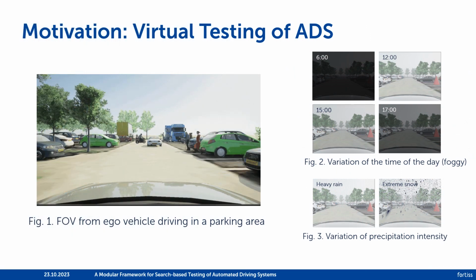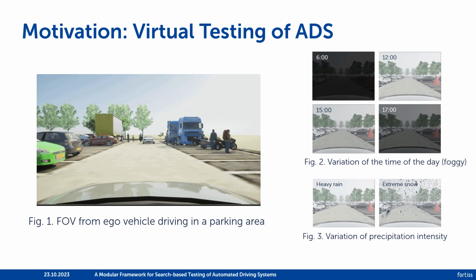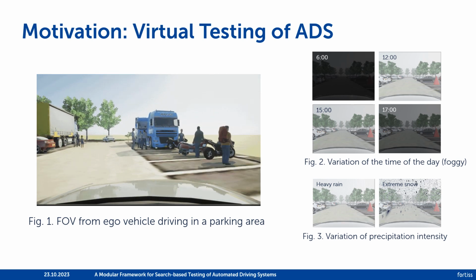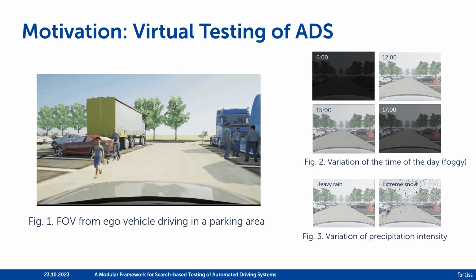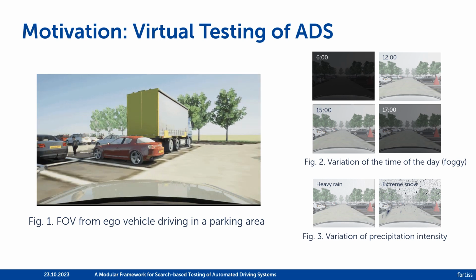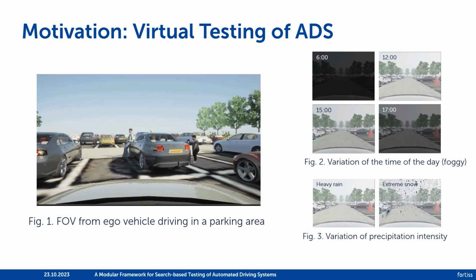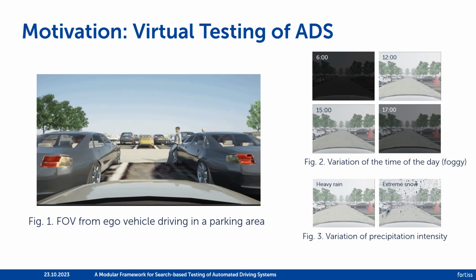The motivation behind OpenSBT is that a lot of research is conducted on the virtual testing of automated driving systems, as it is an efficient approach to identify corner cases where the system fails to satisfy safety requirements, such as to avoid a collision with a pedestrian. In particular, search-based testing is used, where the system under test is exposed to different scenarios as the time of the day is varied or the behavior of surrounding actors is modified.